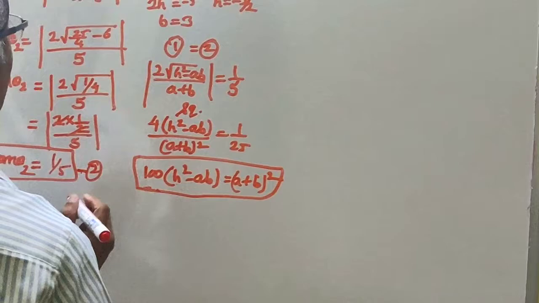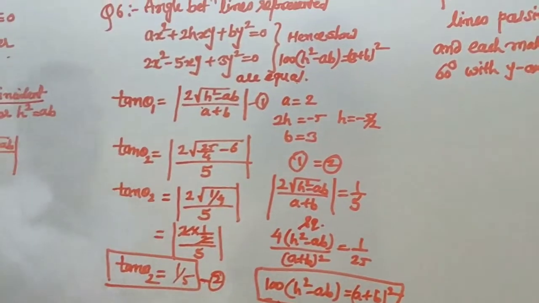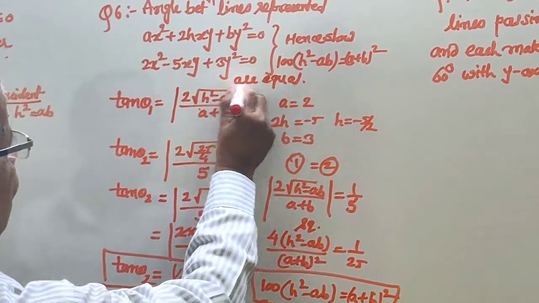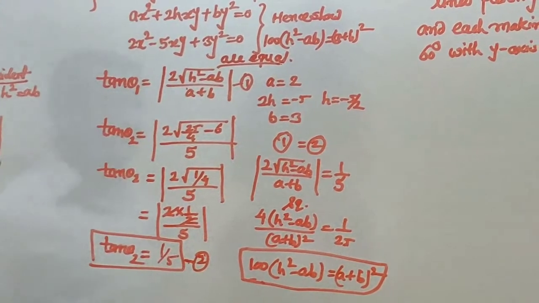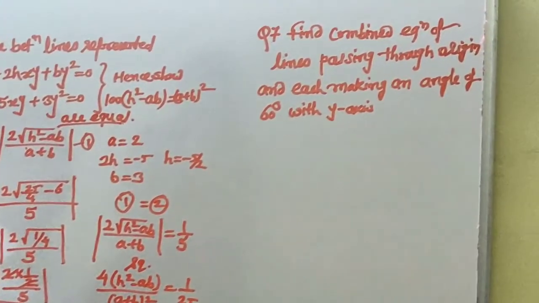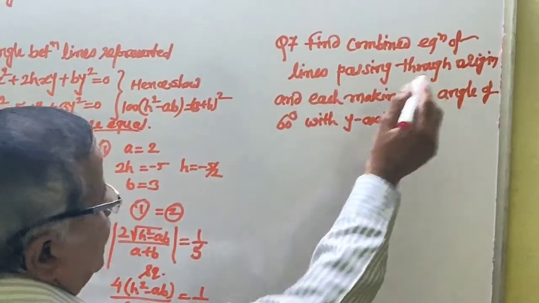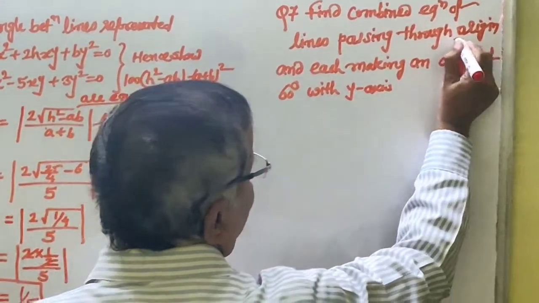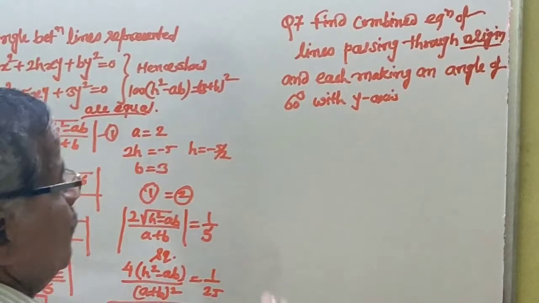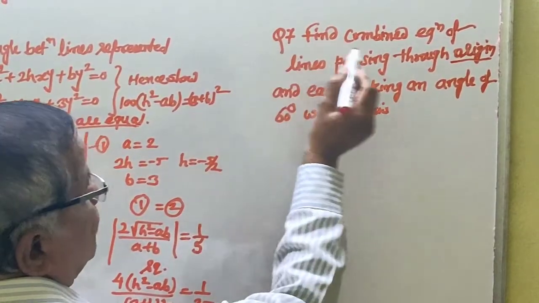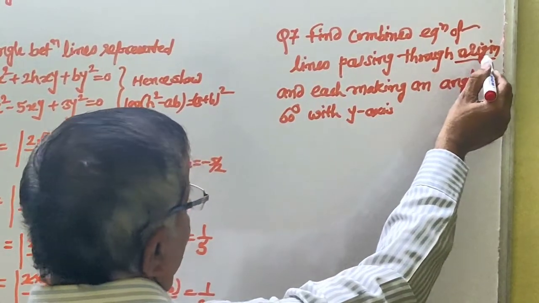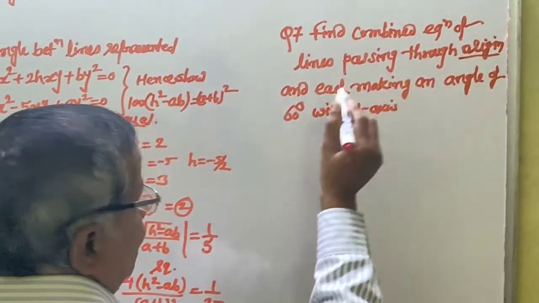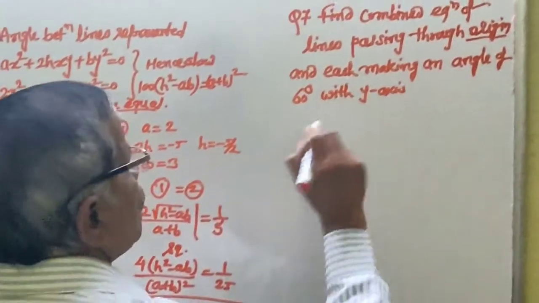If you know the formula, then substitute the values, understand the problem, what is given, then you will get the answer very easily. Now we will go to problem number 7. Find the combined equation of the two lines passing through the origin. Origin is important, means y is equal to mx, means you have to find out the slope.